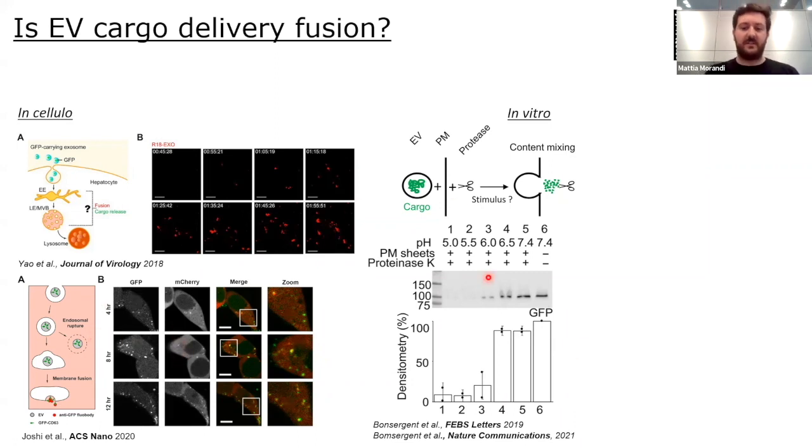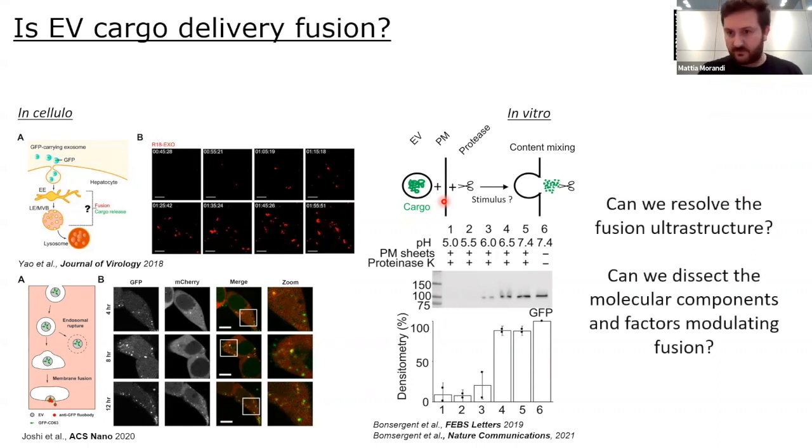And most recently and interestingly, the group of Grégory Lavieu, in two separate papers, showed, using an in vitro system, that the release of the cargo from EVs interacting with plasma membrane sheets is pH dependent and protein dependent. And all of this does point to a membrane fusion that is triggered by the late endosomal environment. But the question remains whether it's really fusion, to an extent, like is it definitely proof? And definitely what we don't know yet is what the machinery is, what the molecular components involved in this process are.